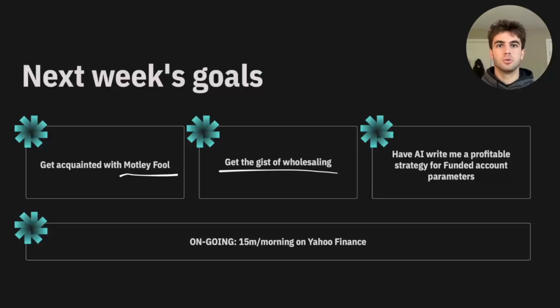And then the actual meat and potatoes of this next week, the training goal that I want to do is have AI write me a profitable strategy for funded account parameters. And now this is going to be somewhat loose. I'm not looking at time frames. I'm not even looking at evaluation fees or commission or slippage or any of that. Just given the parameters of a prop firm, can it write me a profitable strategy? Then lastly, every week reading 15 minutes a morning on some financial news source.